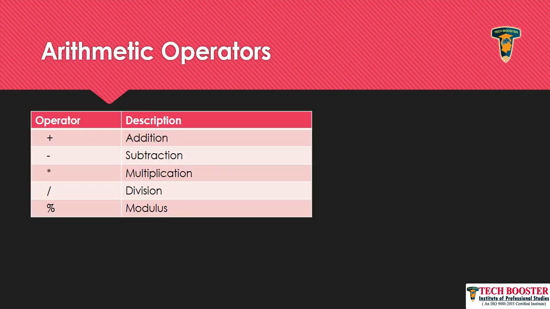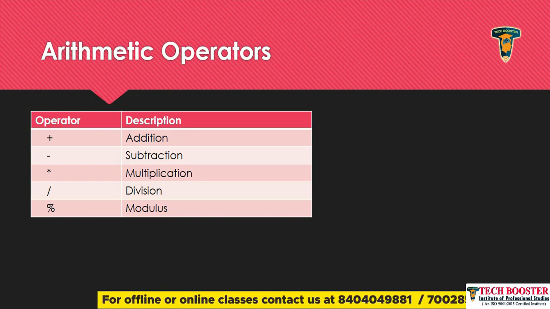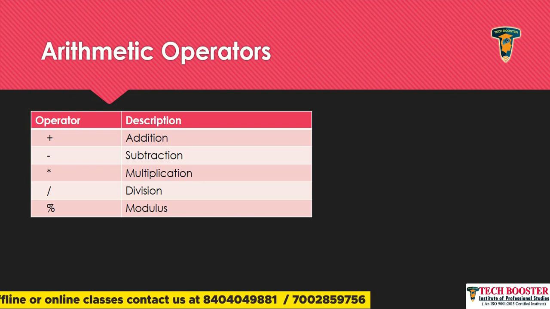So this is our arithmetic operator, and you can see here we have 5 different types of operator, that is the addition operator, subtraction, multiplication, division, and modulus. I expect that you are well aware of what addition, subtraction, division, and multiplication are. But what is modulus? In order to understand what modulus is, let me give you an example.